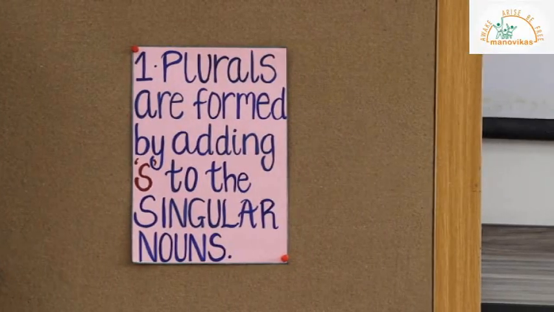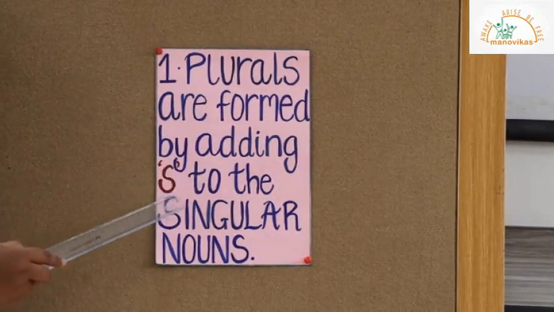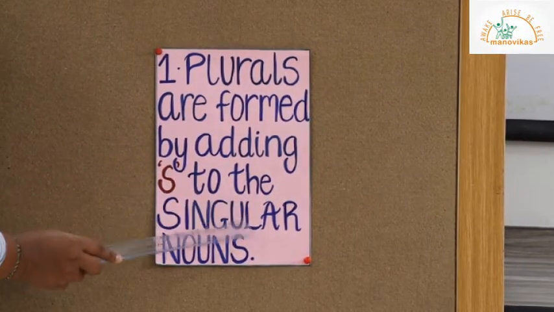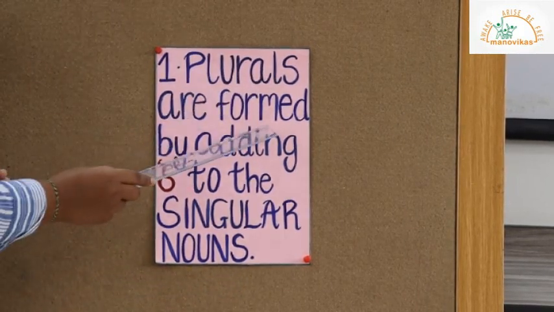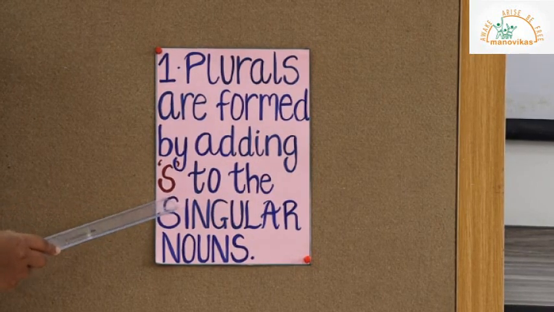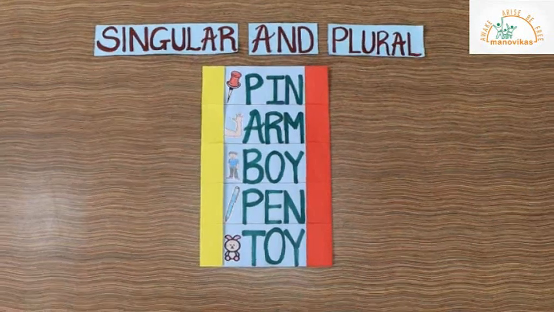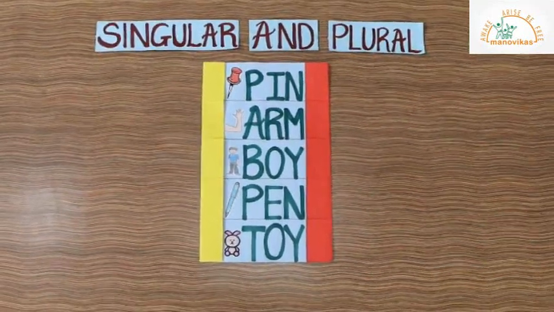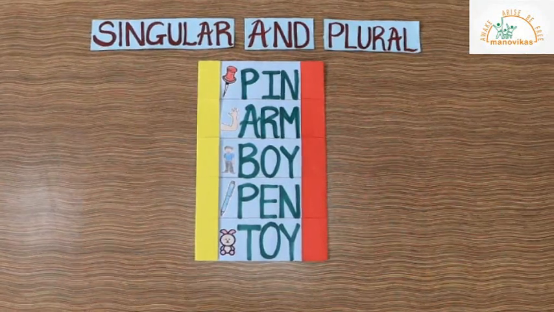First rule is plurals are formed by adding s to the singular noun. I repeat, plurals are formed by adding s, the letter s, to the singular noun. Students, you know the first rule, that we form plurals by adding s to the singular noun.